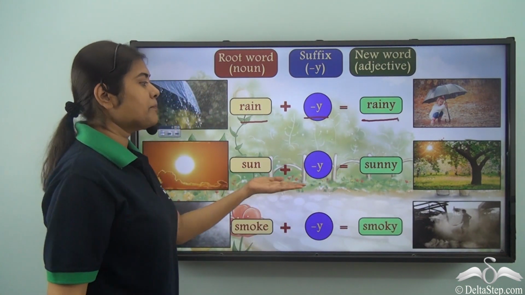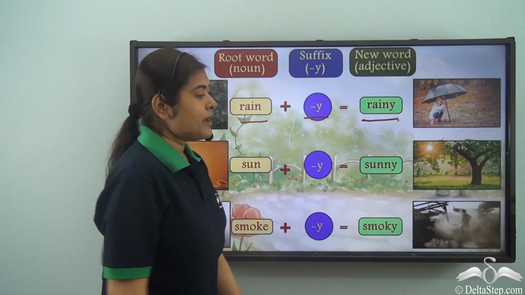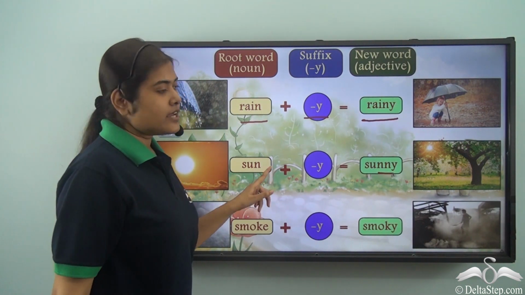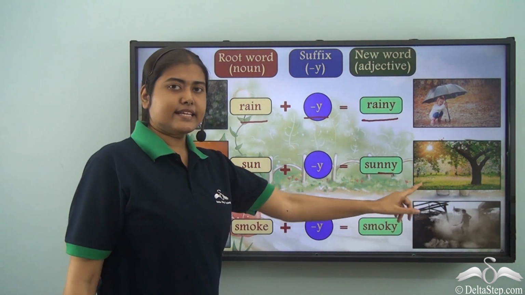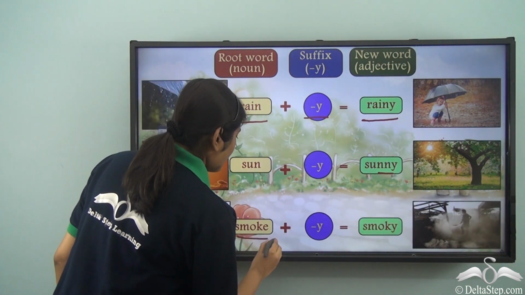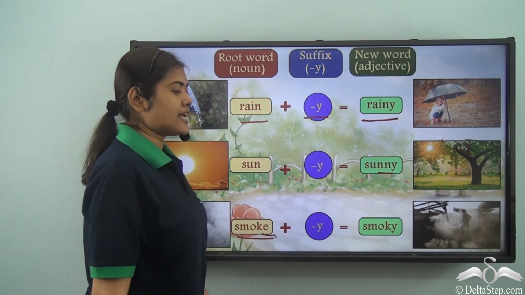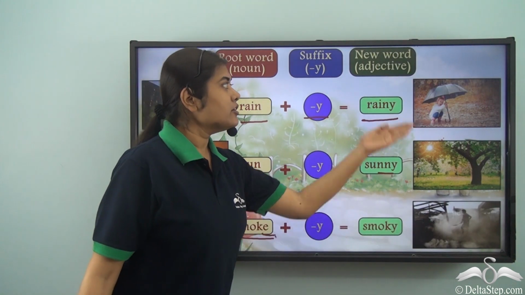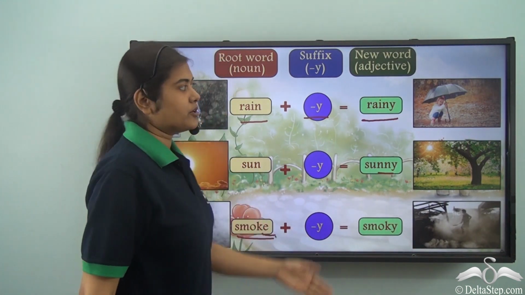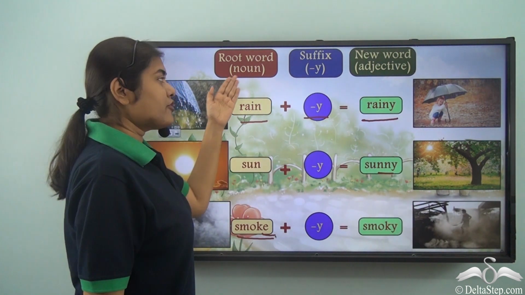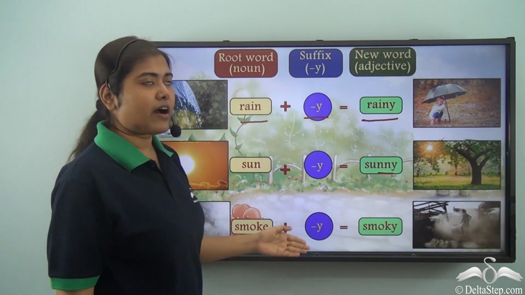Similarly, sun plus y gives us sunny, but here note, the last consonant of the noun sun is repeated before the y is added. And here smoke becomes smoky. In this case, the last e has been omitted in the new word that has been formed. So in this way you can see we can form adjectives from nouns by adding y.